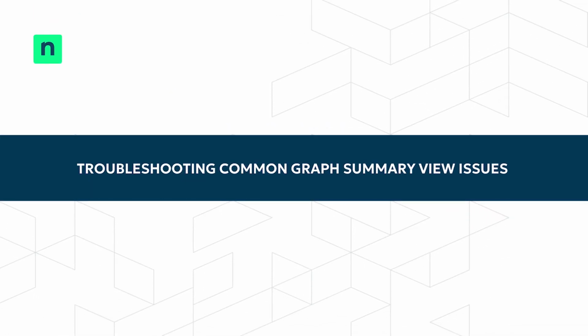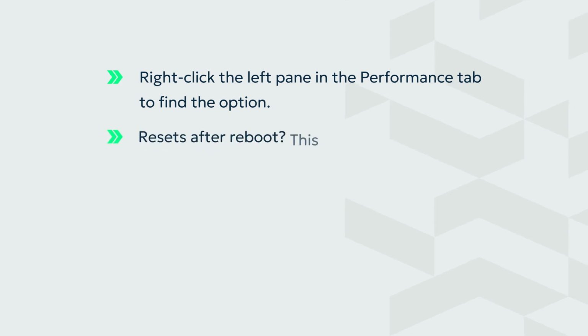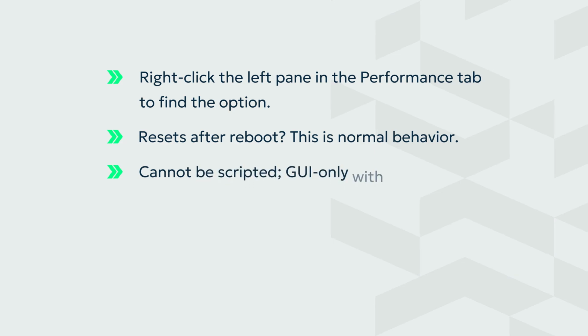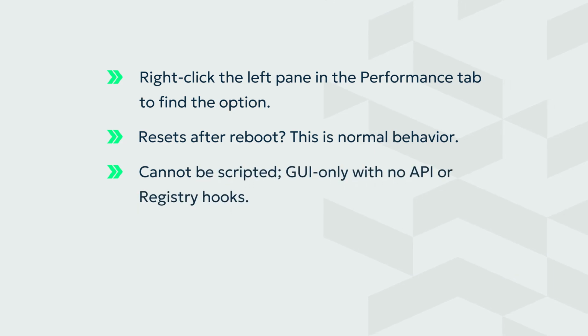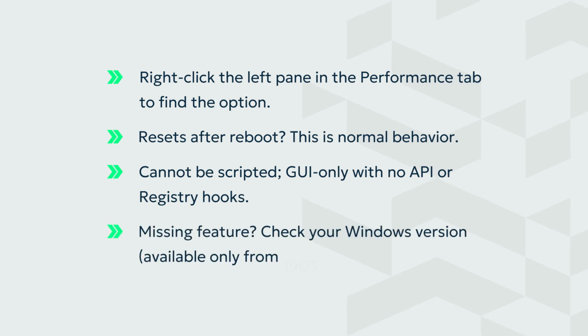Troubleshooting common graph summary view issues. If you can't find the option, ensure you're right-clicking the left pane of the Performance tab. The view doesn't persist after a reboot. It's normal behavior for it to reset. This feature cannot be scripted, as it's a GUI-only option without exposed API or registry hooks. If the feature is missing entirely, double-check your Windows 10 version, as it's only available from version 1903 onwards.